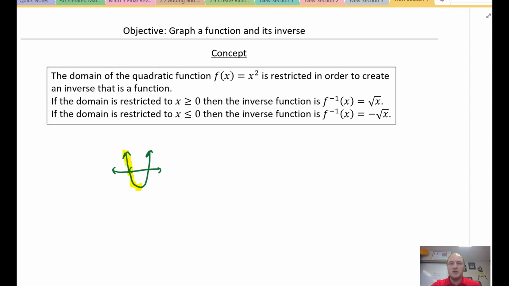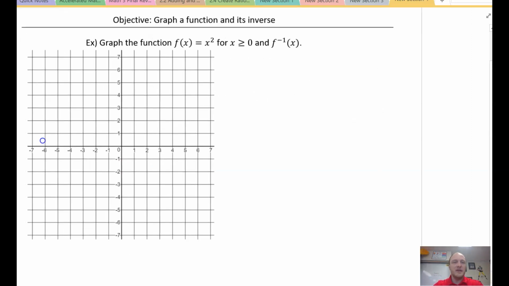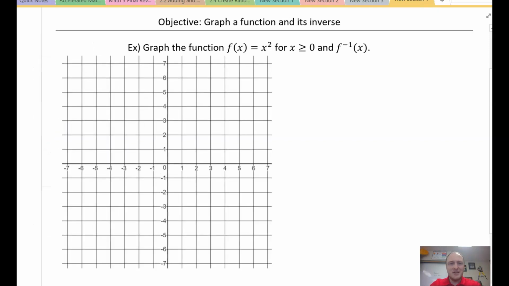So here is the first example, and it's kind of already done for us, giving us the restrictions. So it's pretty simple to graph these. All we're going to do is make a chart and fill in the values. It says graph the function f of x equals x squared for x is greater than or equal to 0. So again, what we'll do first, we'll plot our dashed line y equals x. Here it is, step 1.